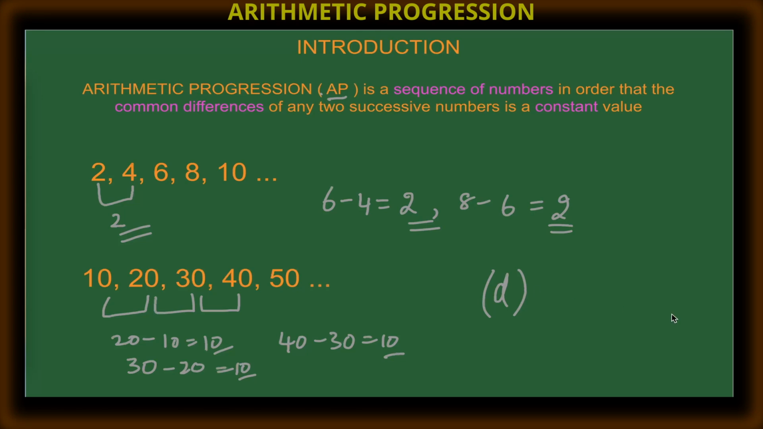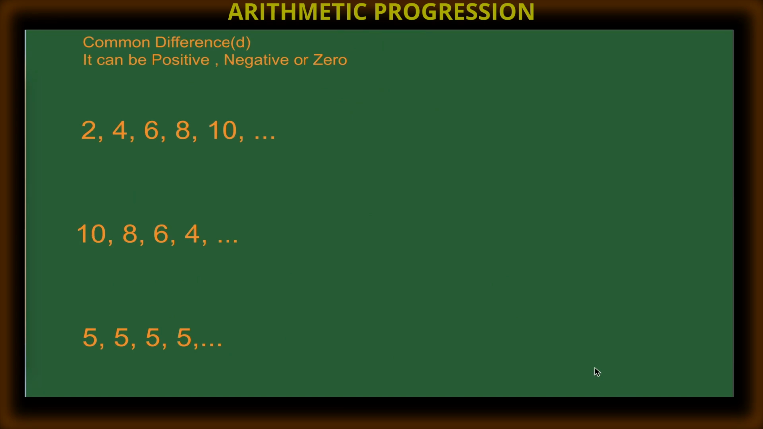Okay students, let's move to the next topic. We saw something called a common difference, and it is denoted as D. Can this common difference be positive, negative, or 0? I have put some examples. We have seen 4 minus 2 is 2, 8 minus 6 is 2, so the common difference here is 2. Let's take another example. 8 minus 10 is minus 2, 6 minus 8 is minus 2, 4 minus 6 is minus 2. So here the common difference is minus 2. Here we can see that the common difference can be negative.